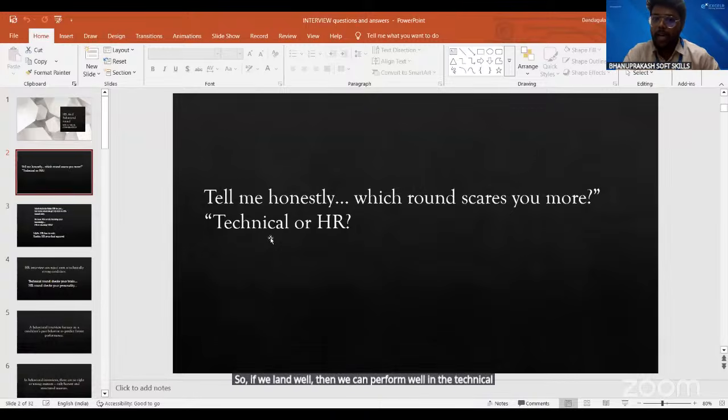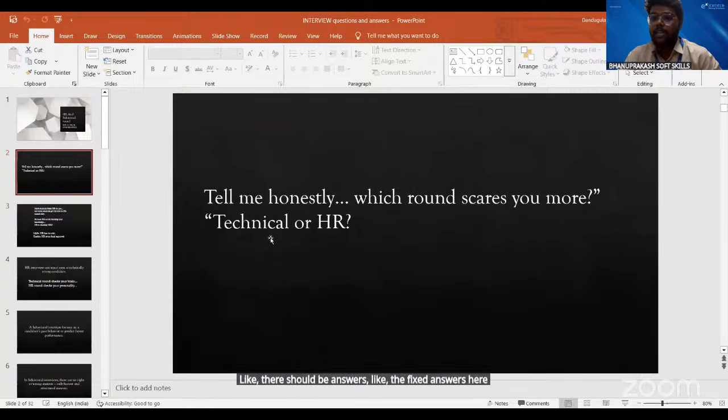But when it comes to the HR round, there are no fixed questions. There will be no fixed set of, say, 30 questions that every company must ask. There is no such rule. And there is no particular syllabus for this HR round, like there should be fixed answers here.